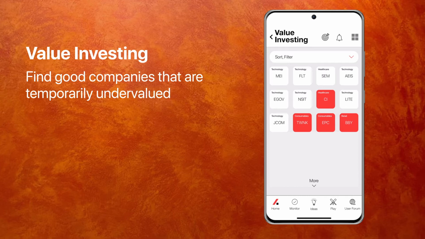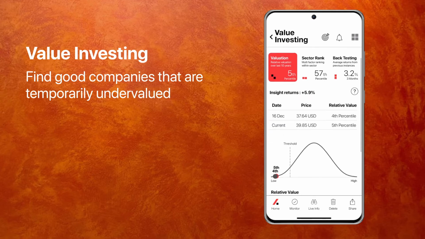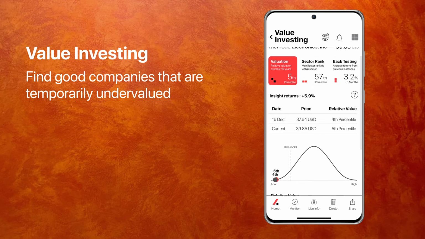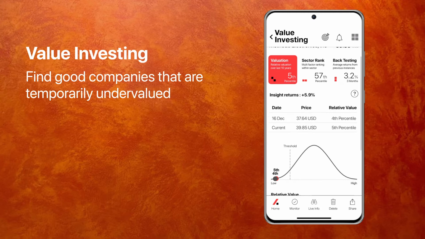And let me just pick anyone at random. So I don't know who MEI is. It's a company called Method Electronics, currently trading at 39.85, and its current valuation is at the 5th percentile of its 10-year trading history. So it's really at a low point of its history. The insight was generated on 16th of December, so it's been around for a while. But since then, it has already generated 5.9%. So if you had bought on 16th December at 37.64, you would have done well.